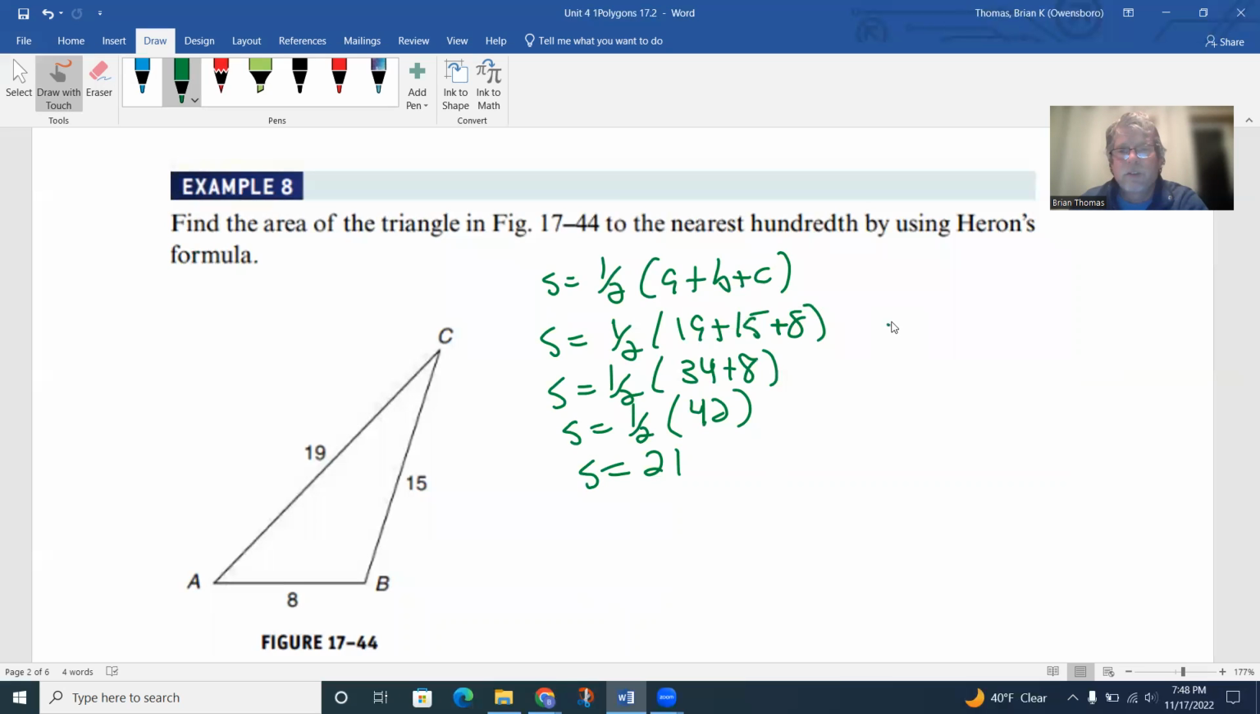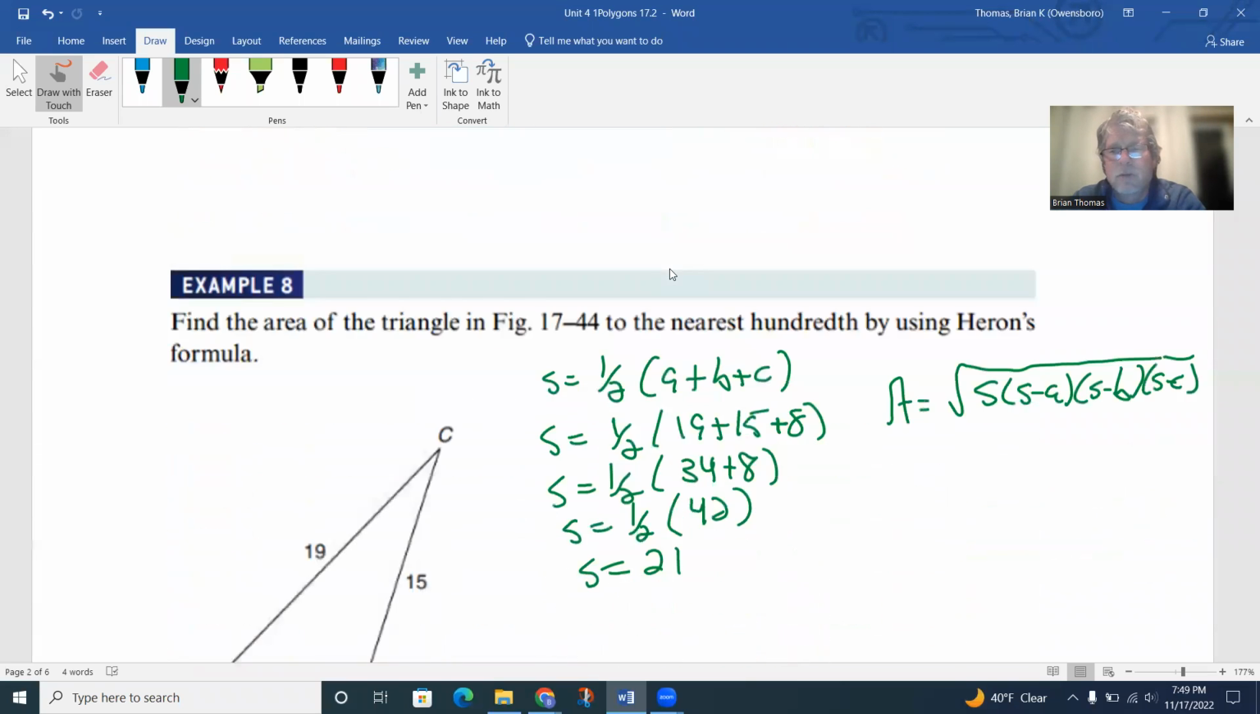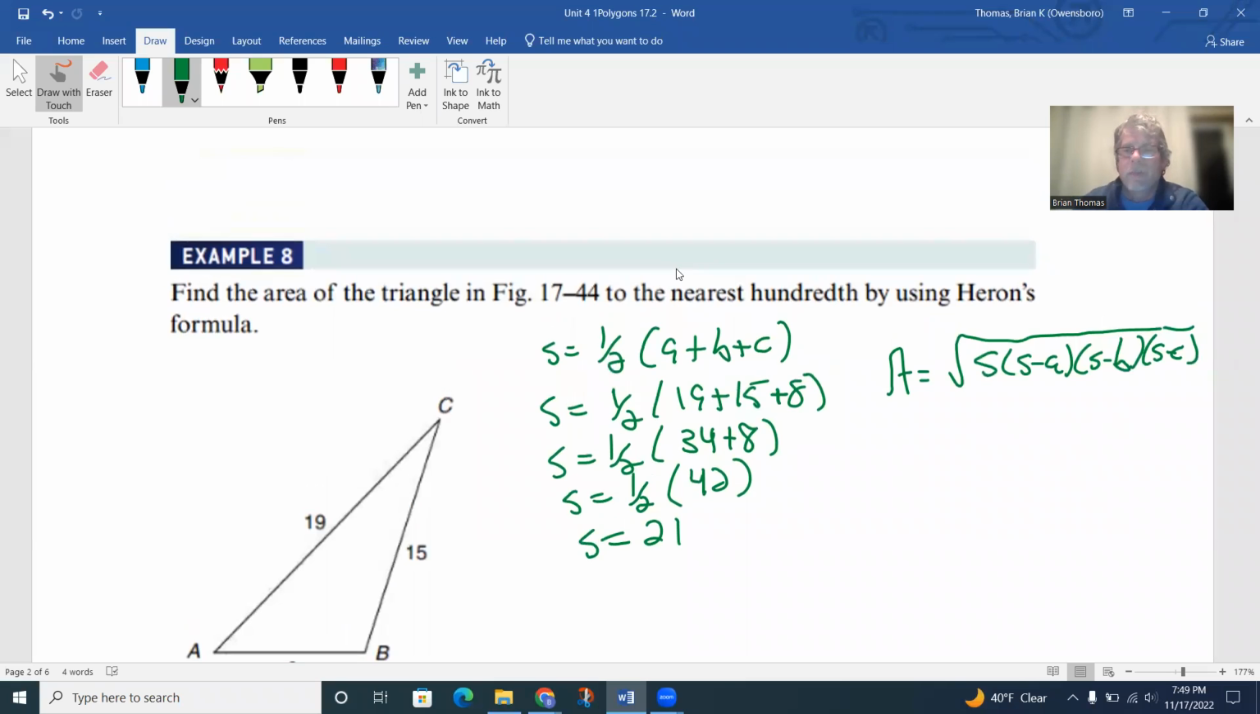Heron's formula says to find the area, we take the square root of S times S minus A times S minus B times S minus C, if I recall that correctly. We'll double check ourselves here. I don't use Heron's formula much myself, but yes, S times S minus A times S minus B times S minus C. And Heron's is pronounced different ways. So the area is the square root of, S is 21, and then we have 21 minus A.